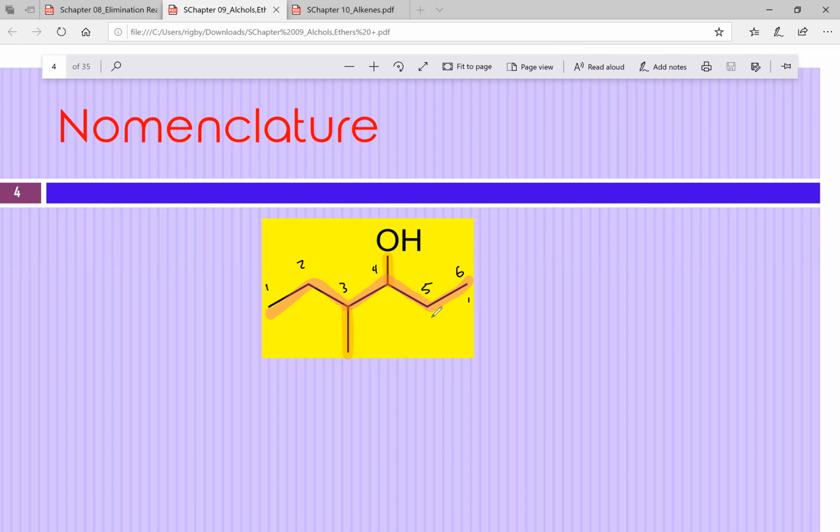And here's 1, 2, 3, 4, 5, 6. And we're going to call this second numbering system the bottom numbering system. Okay? And so we can see here that both of these numbering systems put a substituent on 3 and a substituent on 4. So now we have to decide which one we prefer.